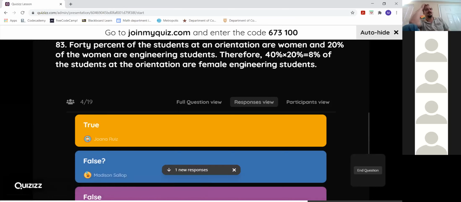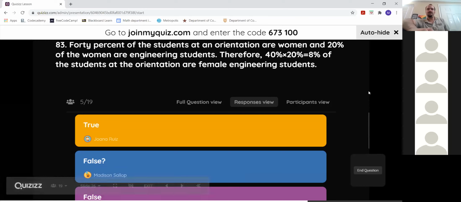So try it. Why are y'all saying false? Have you tried it with the number? Try it with 100. Does it work? If I take 40% of 100 and then I take 20% of that, do I get 8? If I multiply by 0.4, and I multiply by 0.2, is that the same thing as multiplying by 0.08?